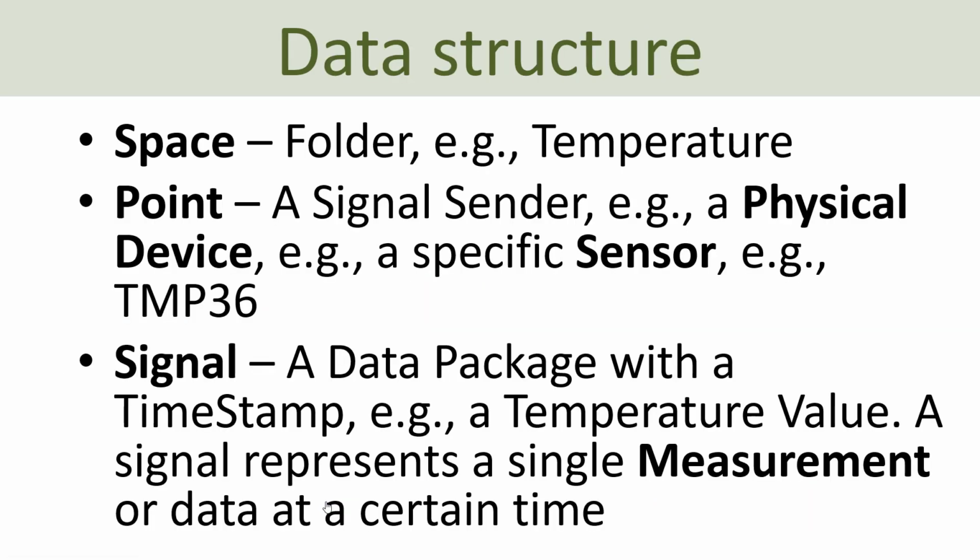Here you see an overview of the data structure used in this Internet of Things service. There are three main things. You have spaces, which is typically a folder. For instance, you could have a folder temperature or building A, factory A, etc. And you can have different subfolders in a hierarchy, and within these spaces you can have one or more points. A point could be a physical device or the actual sensor. For instance, temperature 36, which is a temperature sensor.